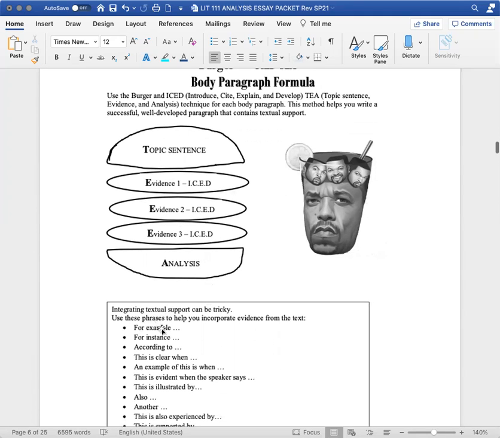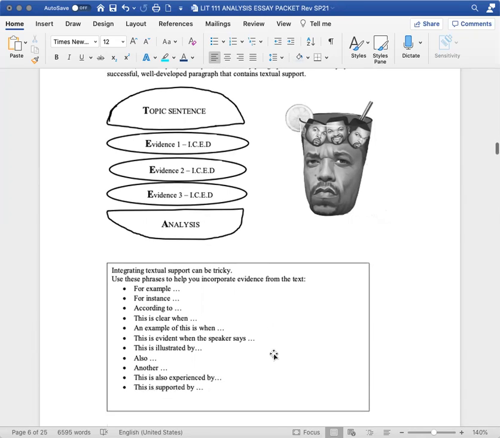So you can have things like, for example, for instance, according to the speaker, or this is clear when the speaker says. An example of this is when. This is evident when the speaker says. This is illustrated by. All right. Any of these kind of signal phrases helps clue us into what the evidence is showing.